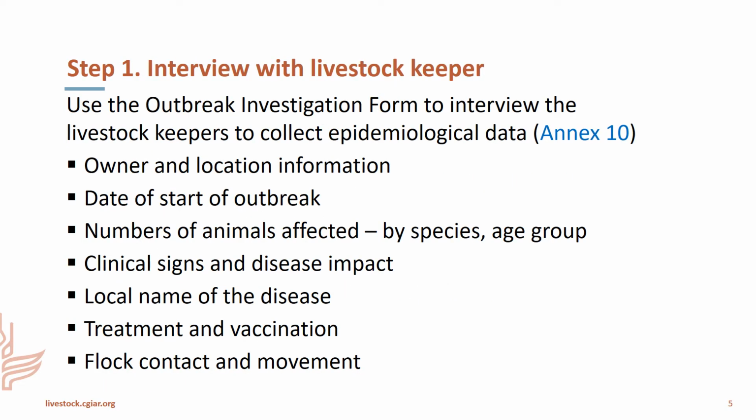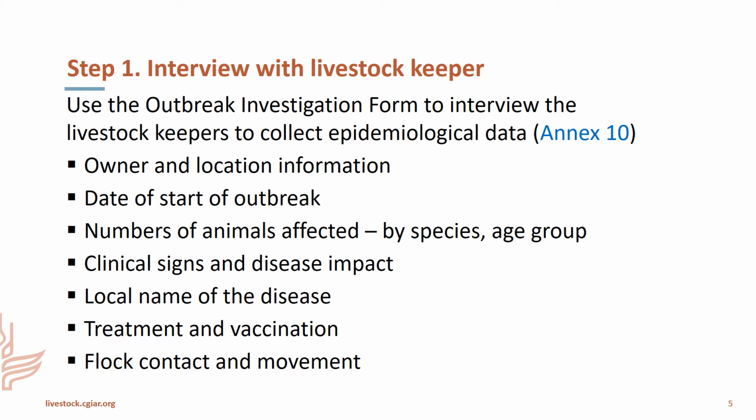The first step is to interview the livestock keeper to get as much information as possible. Refer to the outbreak investigation form, which has a list of questions to ask. It's important to get an estimate of the total number of animals in the flock, if possible by species and by age, so that we can calculate the proportion affected and the mortality rate.